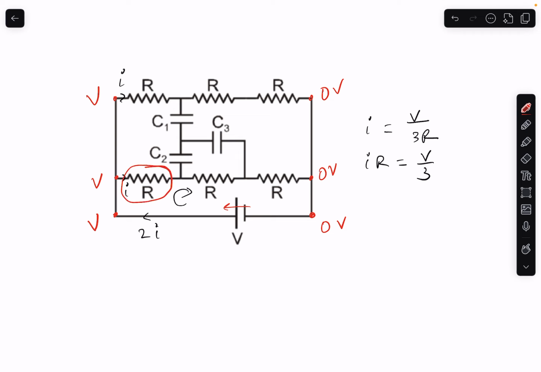And since IR is V by 3, there will be a potential drop of V by 3 across this resistance. So on its left the potential is V, and if there is a drop of V by 3, the potential at this point will be 2V by 3. Similarly, there will be another potential drop IR across the middle resistance, and IR is equal to V by 3. So another drop of V by 3 will imply the potential at this point will be V by 3. Similarly, for the upper branch also we can write the potential at different points. This will be 2V by 3, and potential at this point will be V by 3.